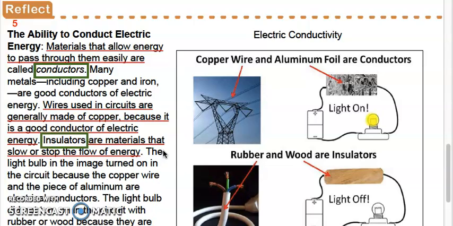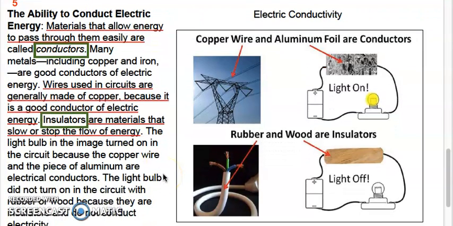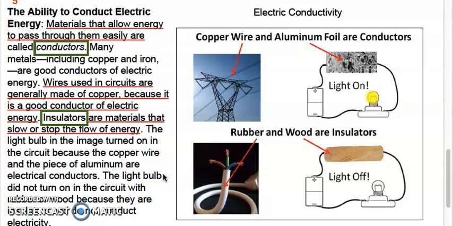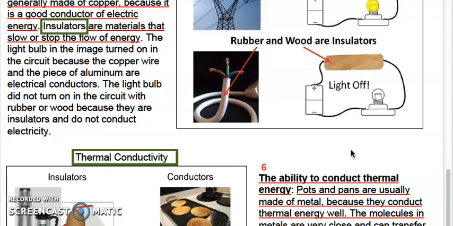The light bulb in the image turned on in the circuit because the copper wire and the piece of aluminum are electrical conductors. The light bulb did not turn on in the circuit with rubber or wood because they are insulators and do not conduct electricity. So here you have a battery and you have wires going through the aluminum foil, connecting to the light bulb and then coming out. If this is not metal, then it's not going to turn on. So that's why they put the rubber and the wood right here. So just to show you, and we'll be doing an experiment later.